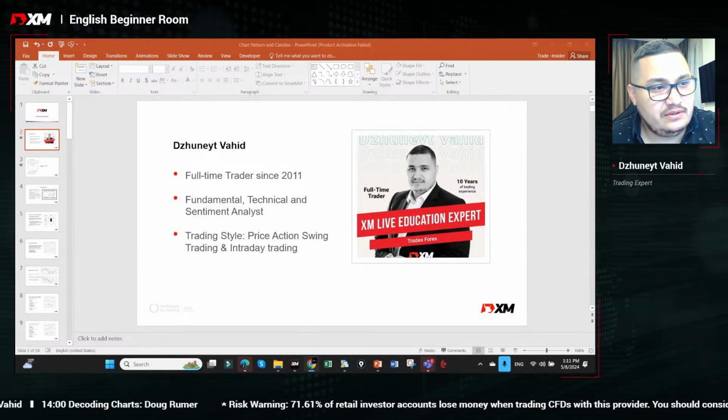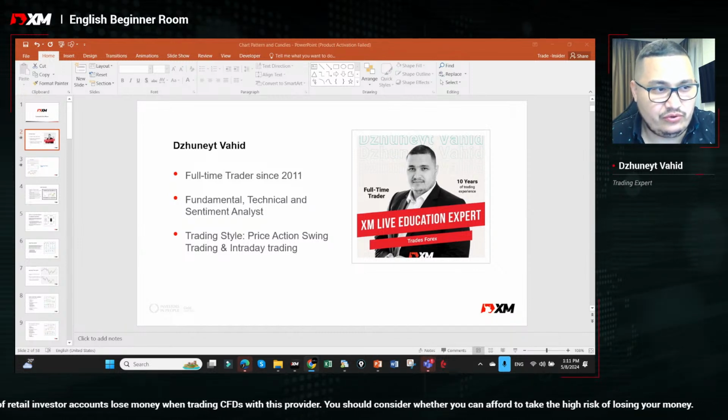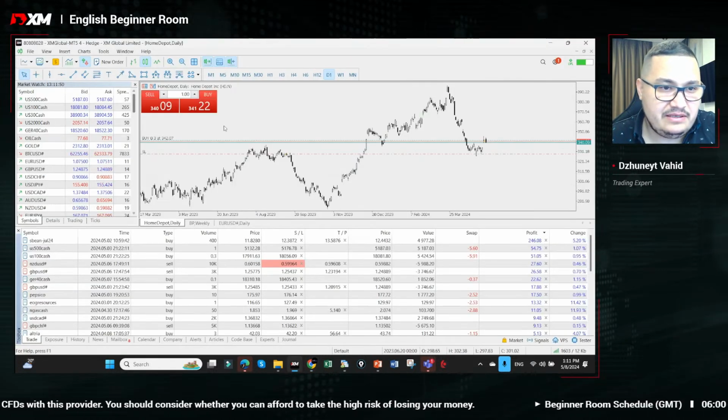Correct me if I'm wrong. H1 gold, a bullish Harami candlestick pattern, maybe a move to the upside. Good. Okay. Let's immediately answer that.